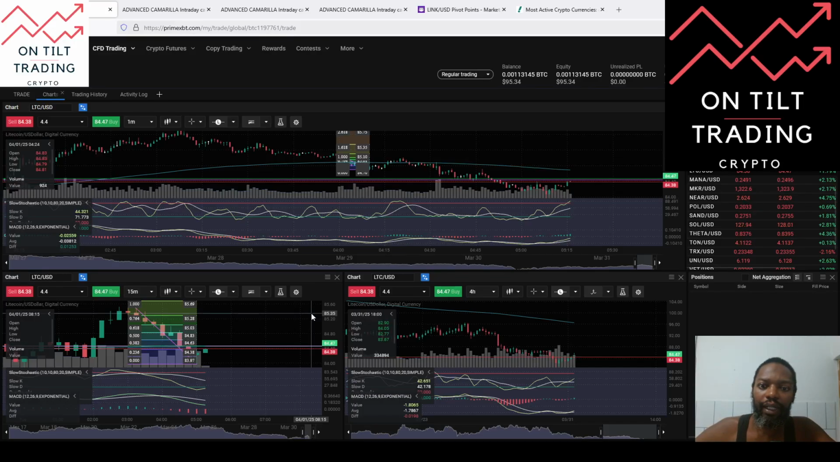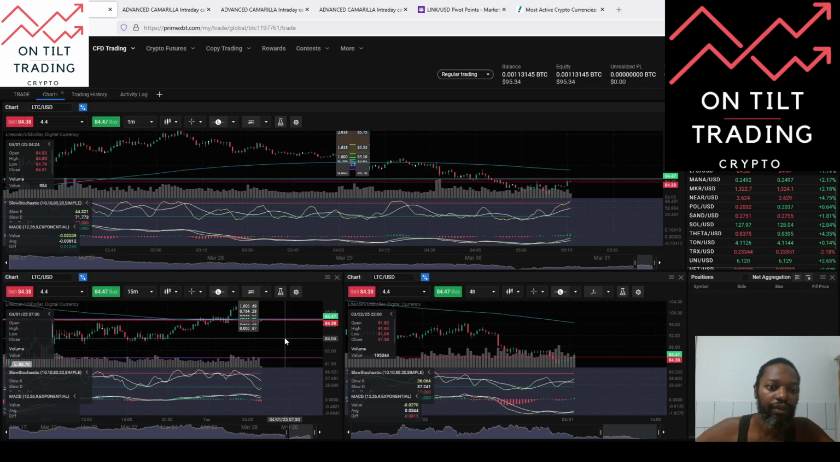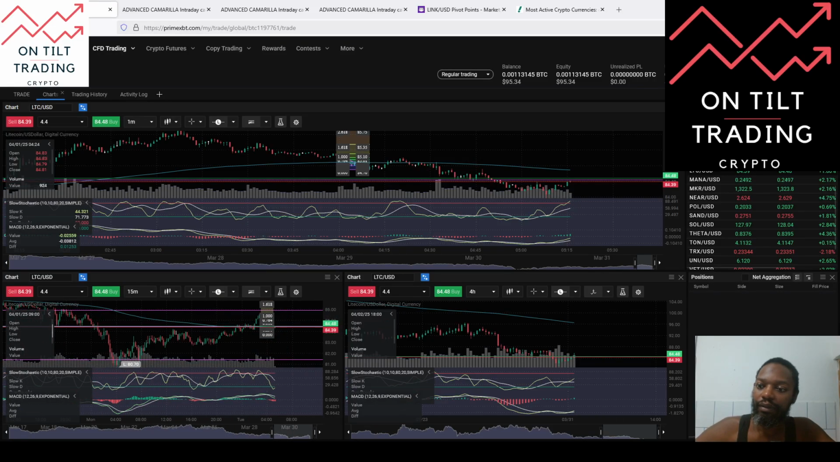Right now I'm looking at LITECOIN. I'll walk you through what I'm seeing here on LITECOIN. This is the 1 minute chart. This is the 15-minute chart. This is the 4-hour chart.